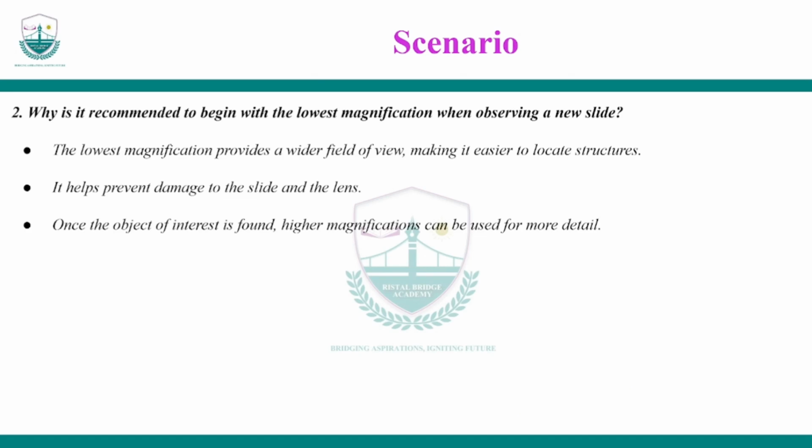So the second question, which was why is it recommended to begin with the lowest magnification when observing a new slide? That is exactly what I've just explained, is that you start with the lens that has the lowest magnification, and this gives you a better view, making it very easy for you to first locate the structures that you want to look at, and then later on when you adjust with the higher magnification, you can get a better view to get more details about the structures that you are using.